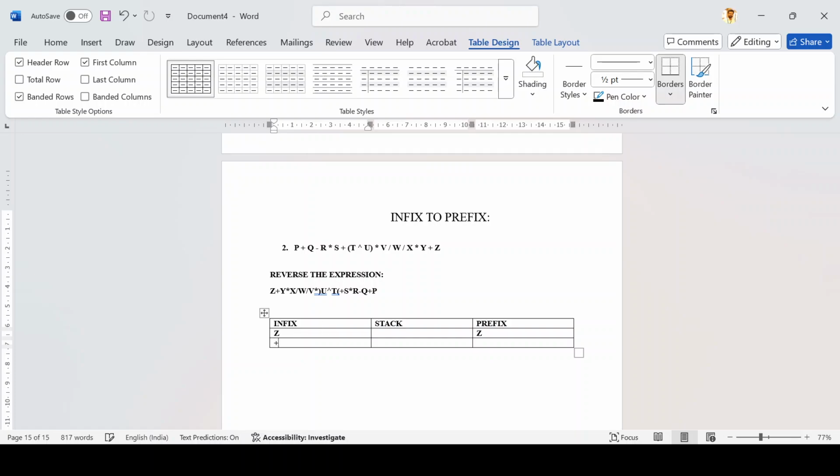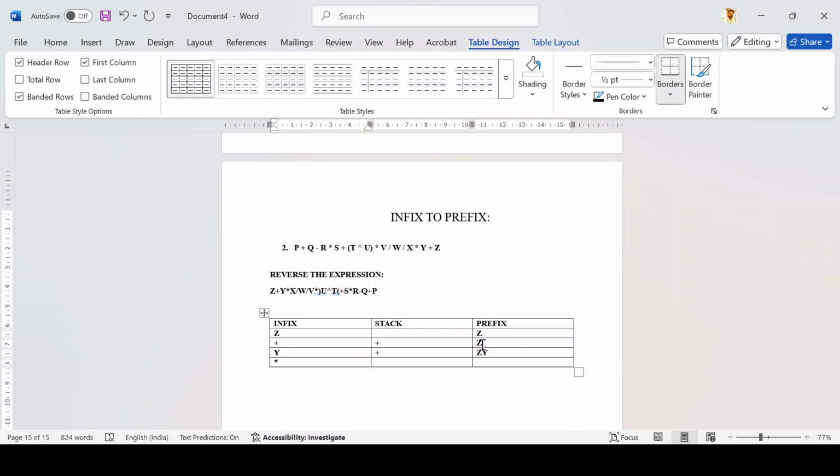Then we have a plus. Nothing is there in the stack, so straight away we can push it into the stack. Then the next operand is Y. We have a plus in the stack, and we can straight away push the operand to the prefix expression on the output side, Y. And then here we have a multiply symbol.